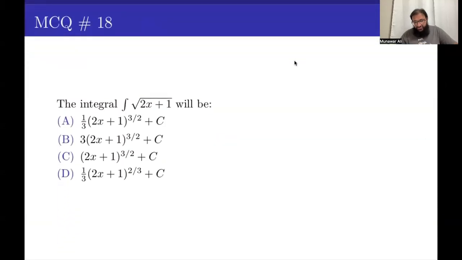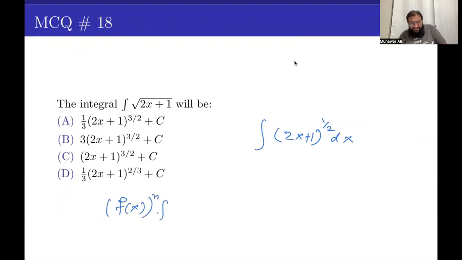Okay, so the next one is a very simple question. I think I shouldn't do this, but I'm doing it. So this is integral of (2x plus 1) to the 1/2 dx. So I'll apply the formula: if I have f of x raised to n times f prime of x dx, then its integral is f of x to the n plus 1 divided by n plus 1 plus some constant. So I'll be doing the same thing.